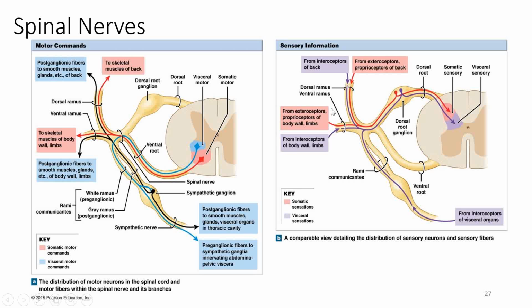And so the ventral cord right here, so again, ventral ramus, this is going to have input from exteroceptors and proprioceptors from the body wall and your limbs. So that's your somatic sensory. And then you've got the purple side, which is that visceral sensory, that's going to be interoceptors of the body wall and limbs. And so stuff that's coming from the inside. So you have stuff coming from the ventral side of the body, and then also the dorsal side of the body, so the back of the body.